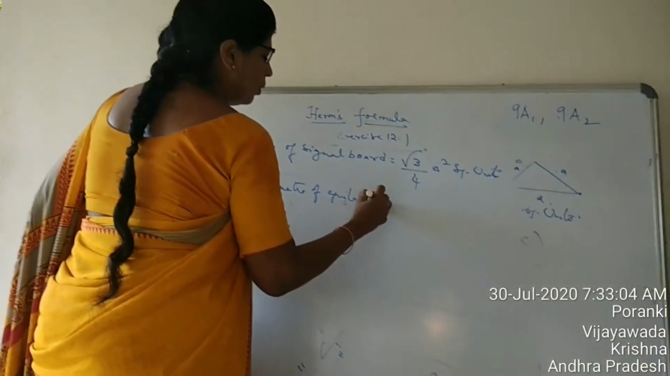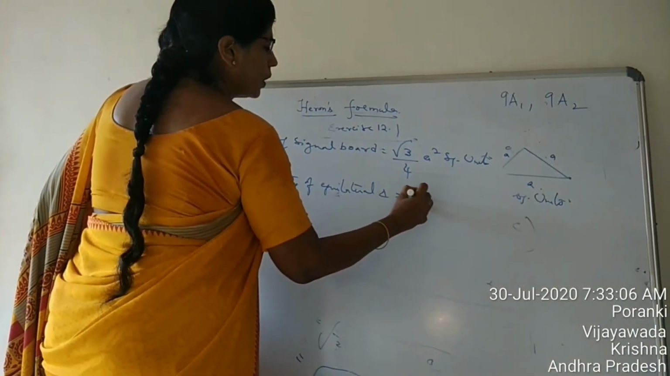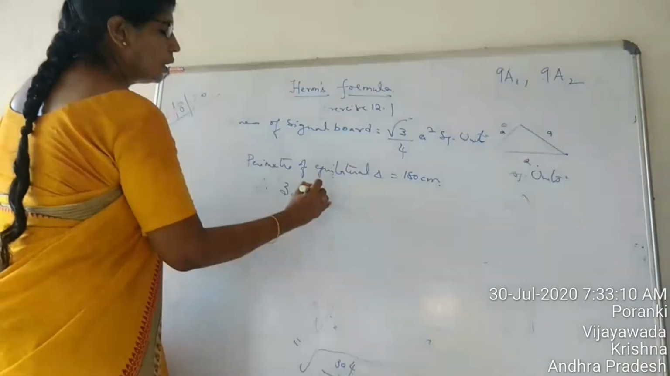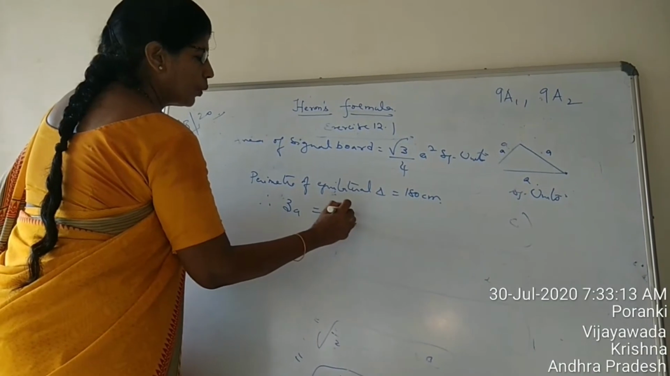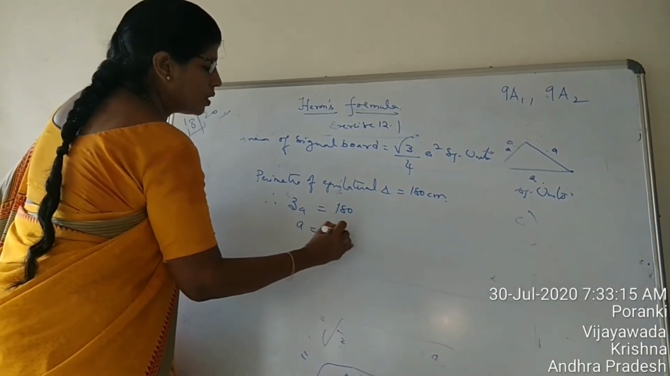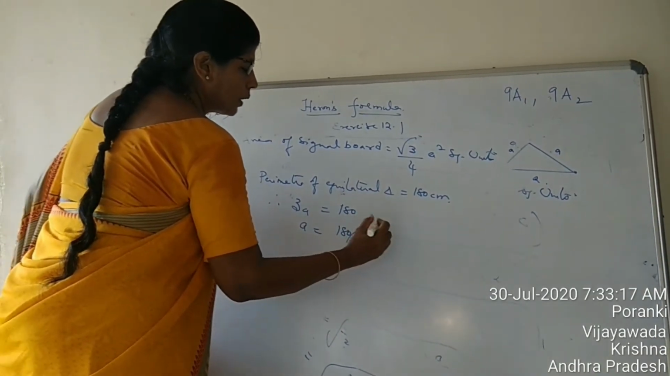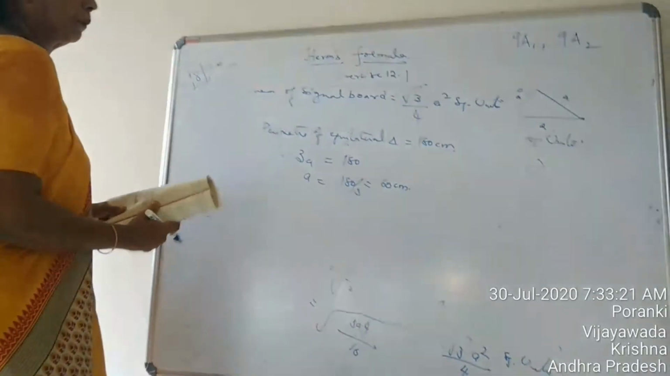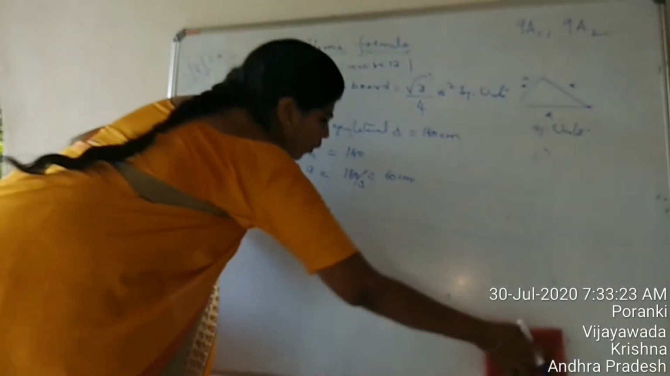Perimeter of equilateral triangle is 180 centimeters. What does the term perimeter mean? 3 into side is equal to 180. Therefore, a is equal to 180 by 3, that is equal to 60 centimeters.